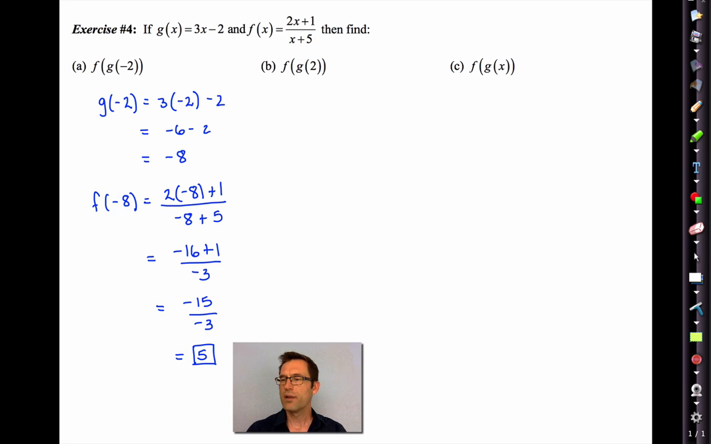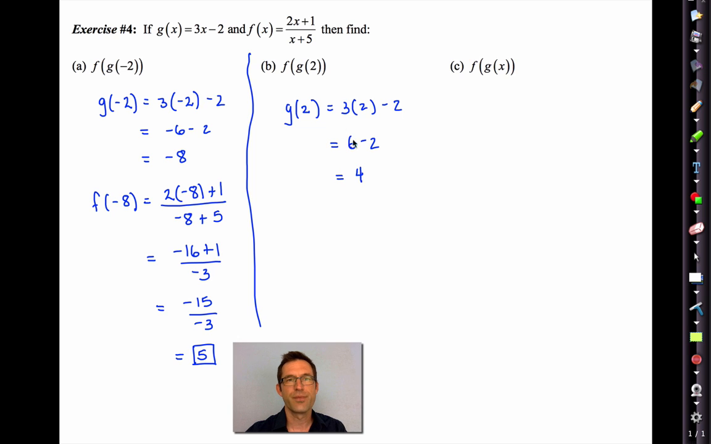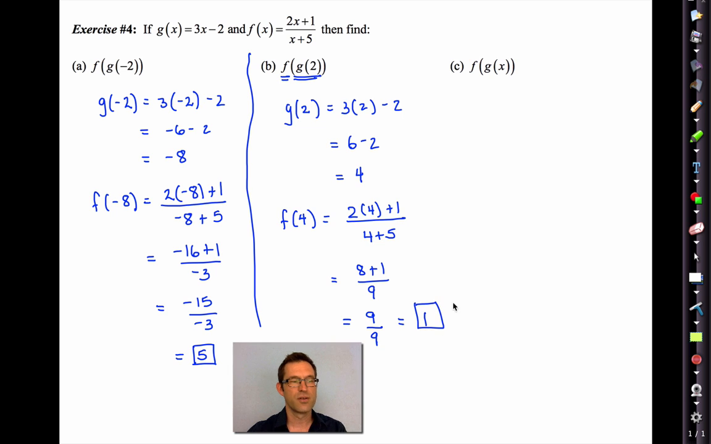Okay, let's go through them. Letter B is essentially identical in structure to letter A. So how does that play out? Well, first thing I'm doing is evaluating g of 2. So that's 3 times 2 minus 2. 6 minus 2 gives me 4. That's this guy. But then the 4 is what goes into f. So f of 4 is 2 times 4 plus 1 divided by 4 plus 5. That gives me 8 plus 1 divided by 9. That gives me 9 divided by 9. And that gives me an awesome answer, which is equal to 1.